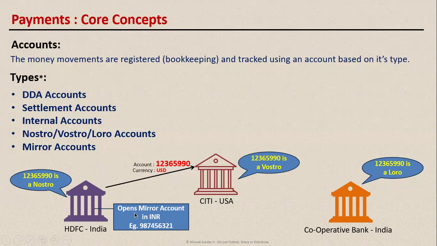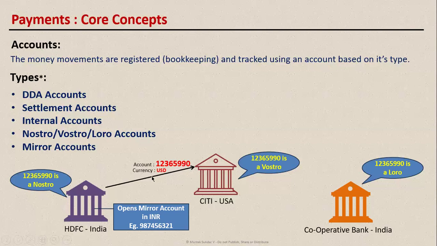So that's why, as soon as this account is opened, they will open one more account in the HDFC books that is called mirror account, and these accounts are linked together. The difference is Nostro will be in USD currency, the mirror Nostro will be in INR currency, local currency. So they will open here and they will track it. How they track it? It will just exactly mirror whatever happens here.